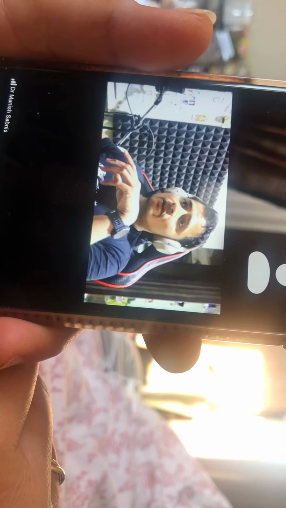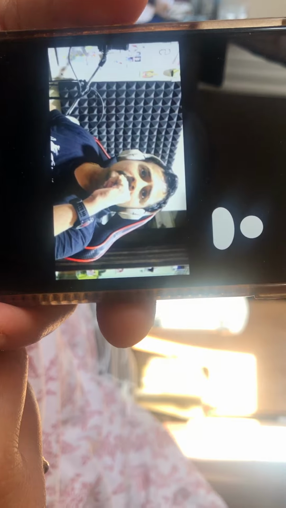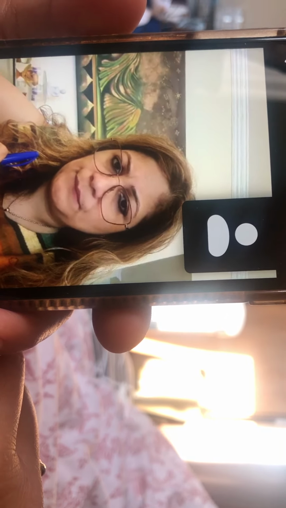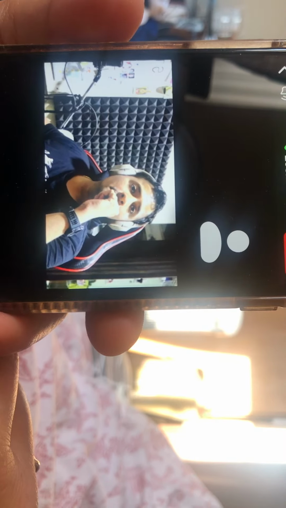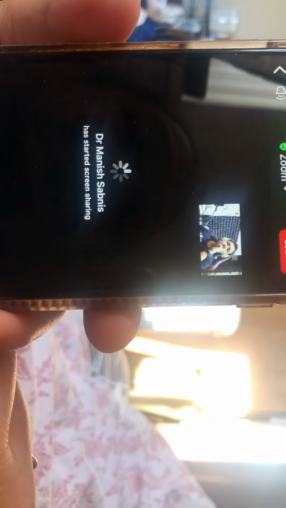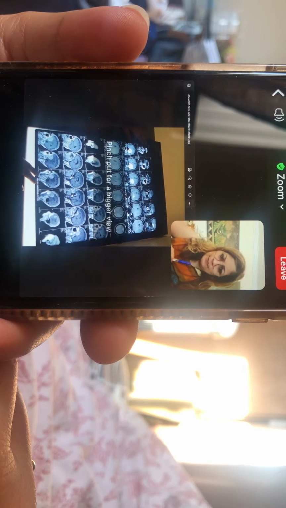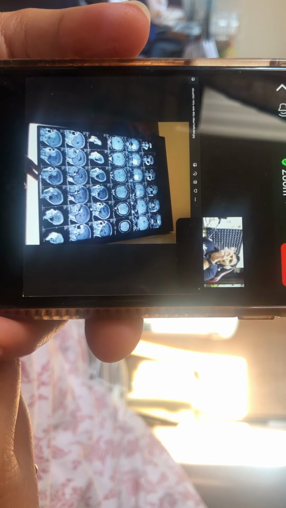And let me see where is the contrast study. Yeah, this is not contrast. Give me a minute again here. I think this is, yeah. I'm sharing my screen again. Can you see it now? Are you able to see?